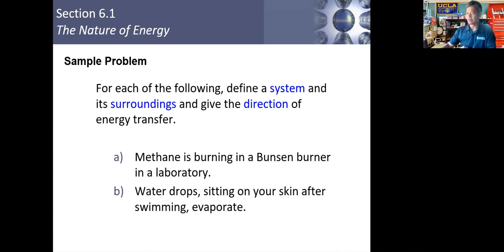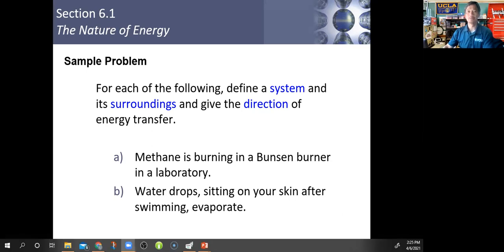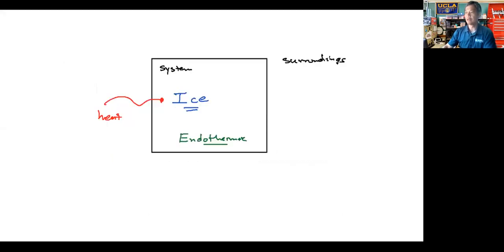Okay, let's take a look at this, folks. I'm going to pull up my whiteboard again because I want to draw my box and make sure that I identify what's in the box and what's outside of the box. Let me erase this really quickly. So we have our system, we have our surroundings. Let's take a look at the very first process.